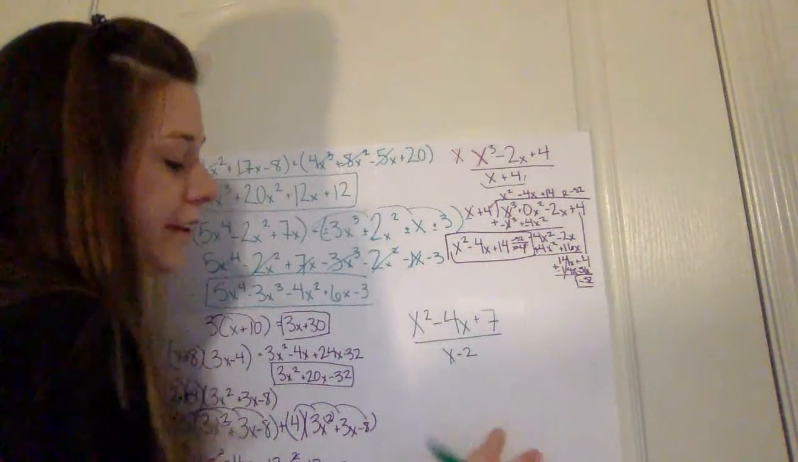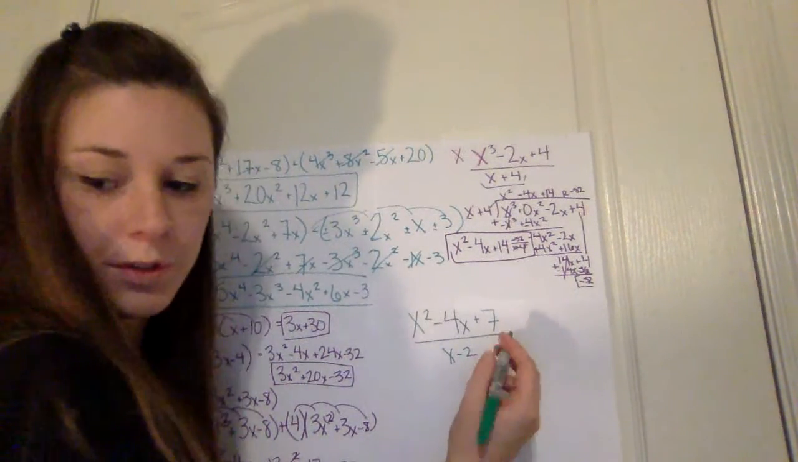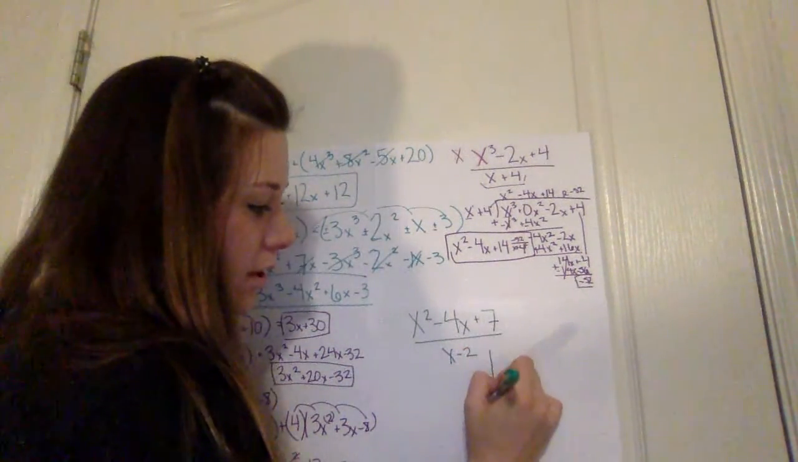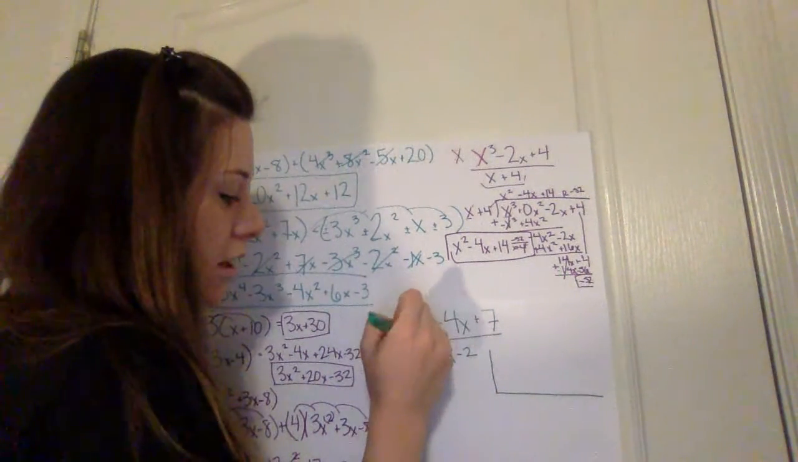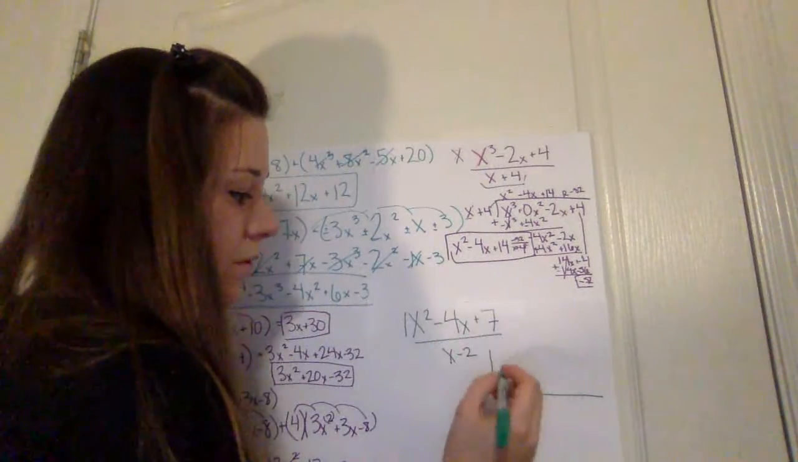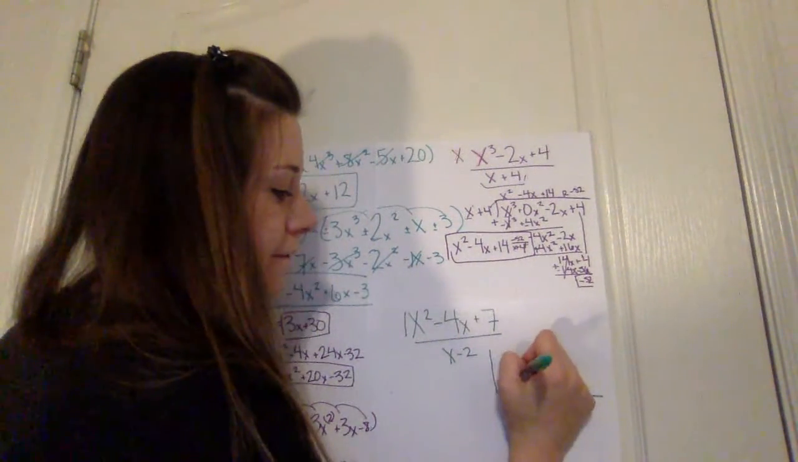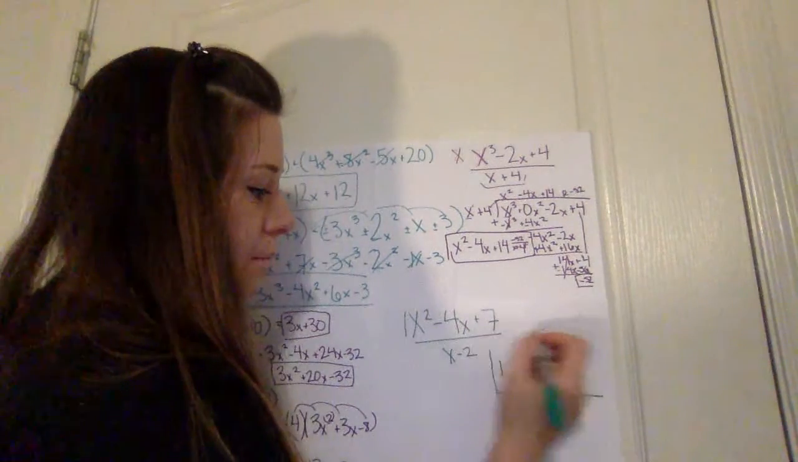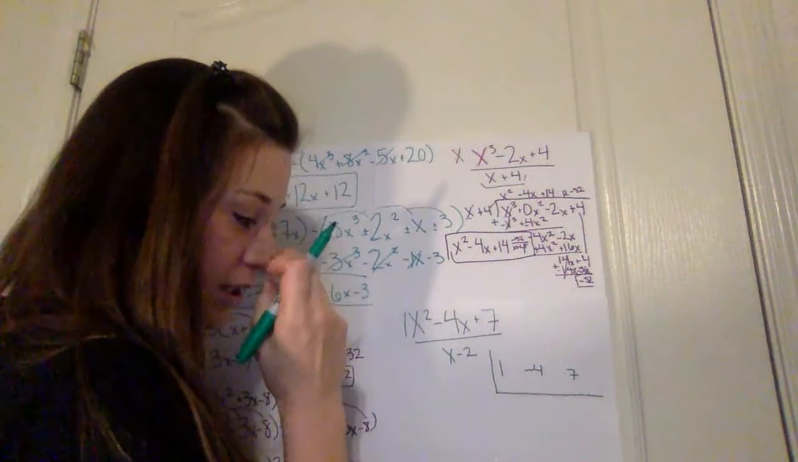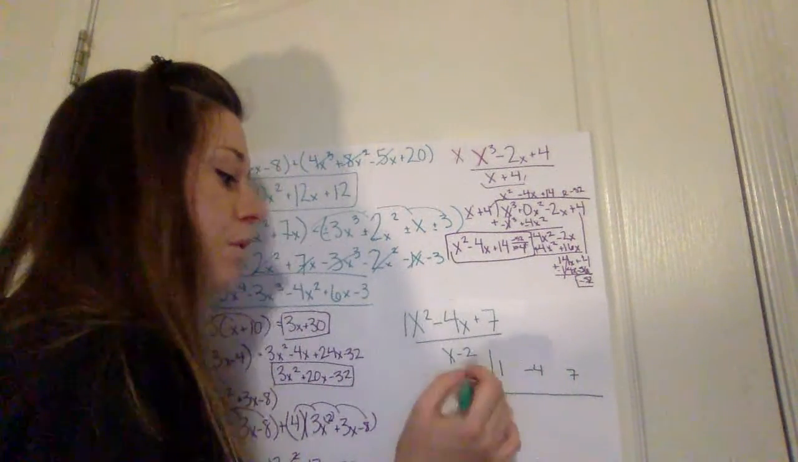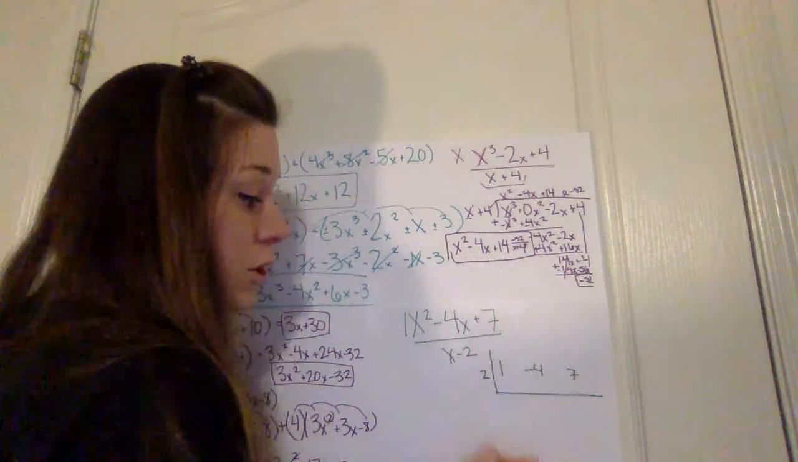So in synthetic division, you want to list your coefficients first. So right here, we're going to do a box like this. And this would technically be a 1 in front of that x, right? So we have 1, and then negative 4, and then positive 7, divided by this 2 here. But instead of doing a negative 2, you want to reverse the sign and make it a positive 2.